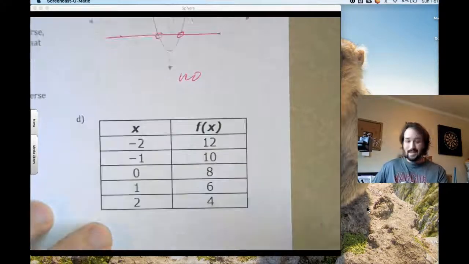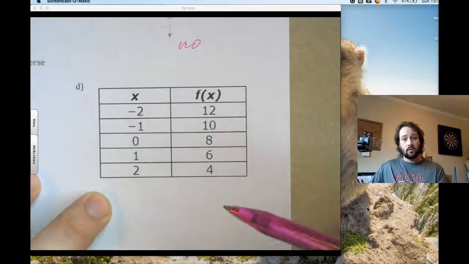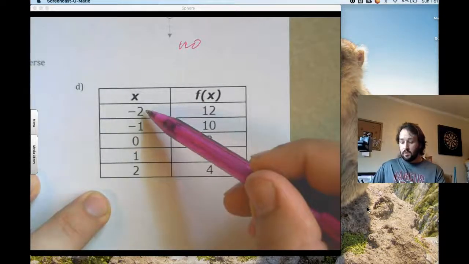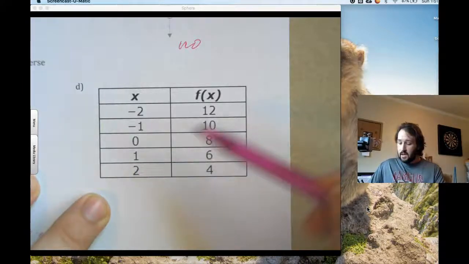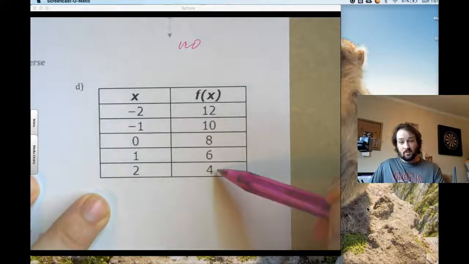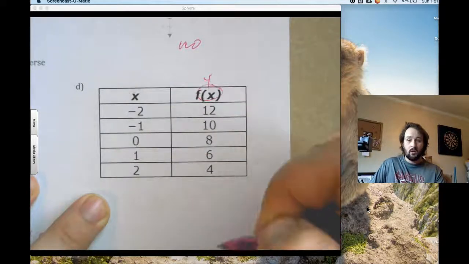For part D here, we have to think a little bit harder about this. But just remember, a one-to-one function has no repeated x values, and it looks like there are no repeated x values, so we're good there. And there's no repeated y values. There's also no repeated y values, so that's good there. Just remember that f of x equals y, you'll be golden.